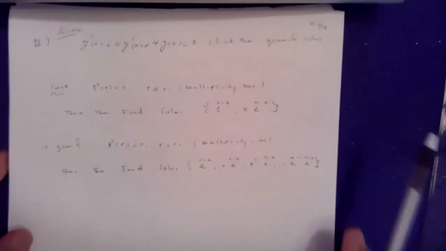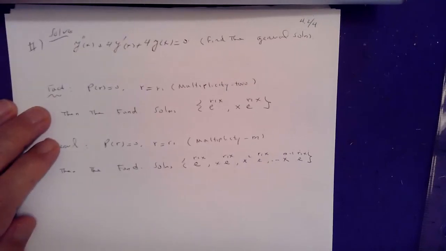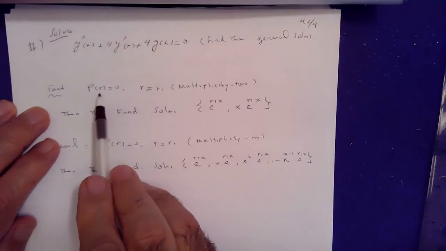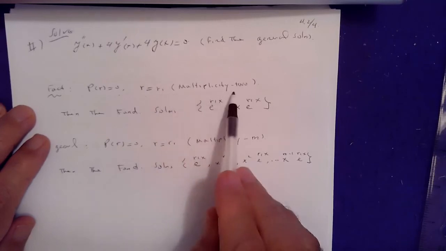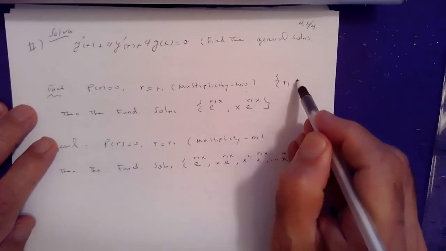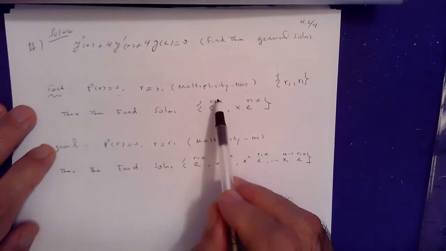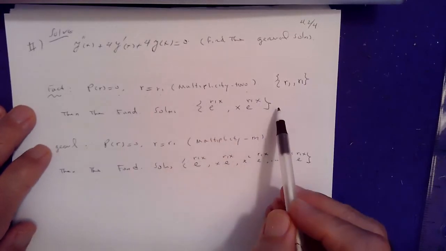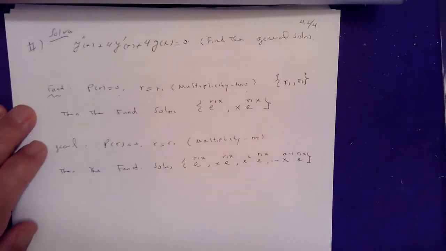That would take care of distinct roots. Sometimes you have repeated roots. Here is a fact. If you set the auxiliary polynomial equal to 0 and you get a root R1 with multiplicity 2, multiplicity 2 means you get R1 twice. Unfortunately, the answer is not e to the R1x and e to the R1x, because then they would be linearly dependent. One of the conditions of fundamental solutions is that the functions have to be linearly independent.